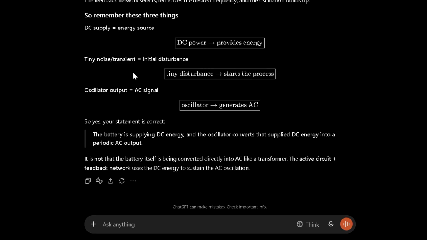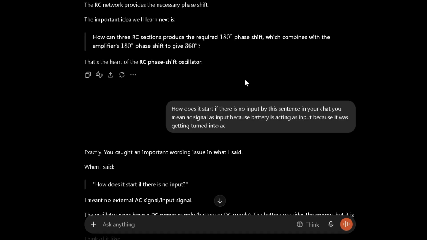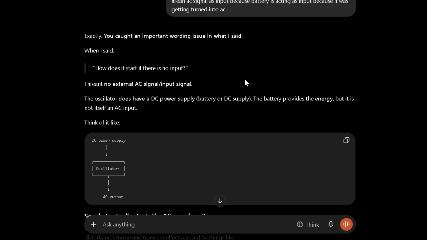So we will stop the DC supply energy. A tiny transient, an initial disturbance, starts the process. The oscillator output equals an AC signal. The oscillator generates AC: the battery supplies DC and the oscillator converts the supplied DC energy into a periodic signal. It is not that the battery itself is being converted directly into AC like a transformer. The active circuit plus feedback network uses the DC energy to sustain the AC oscillation.